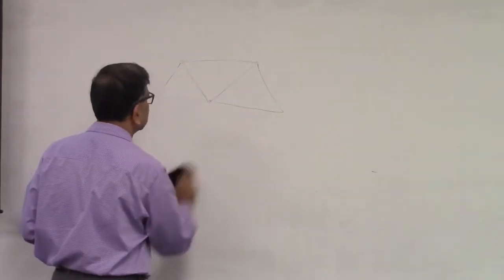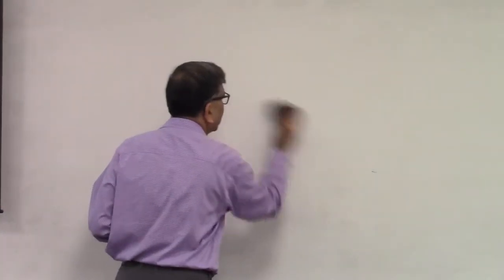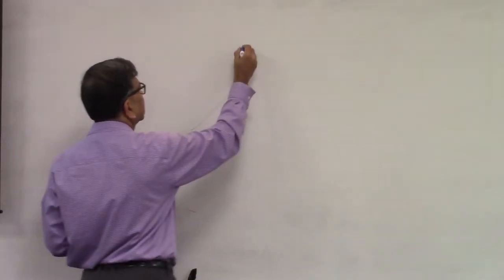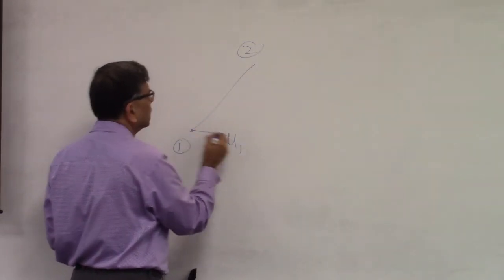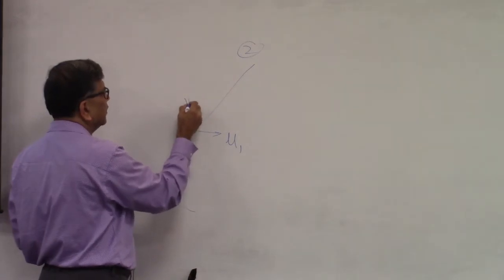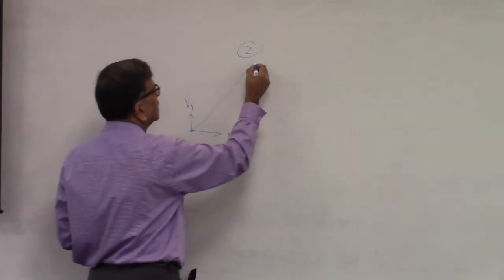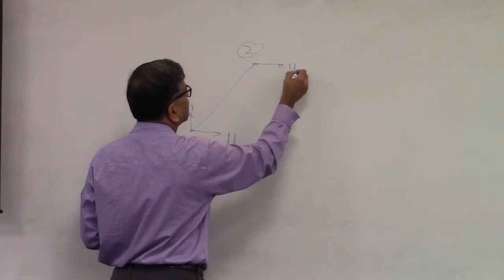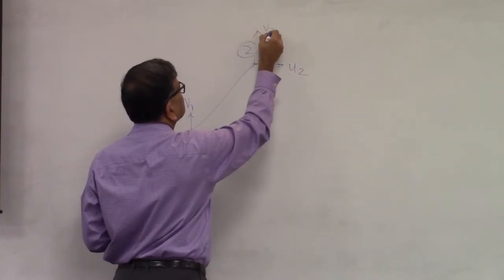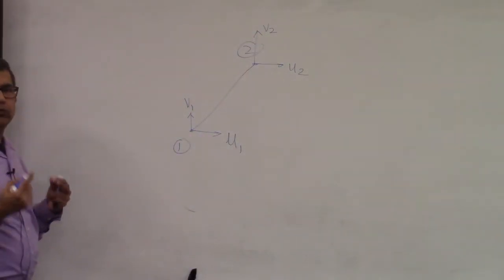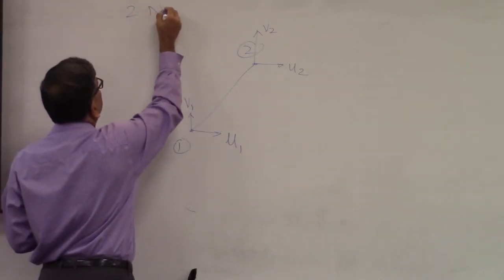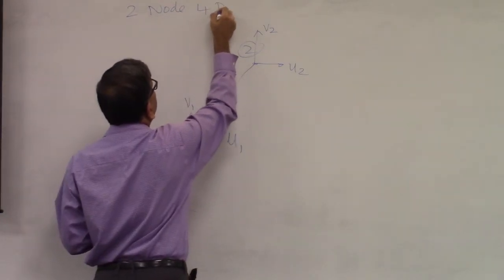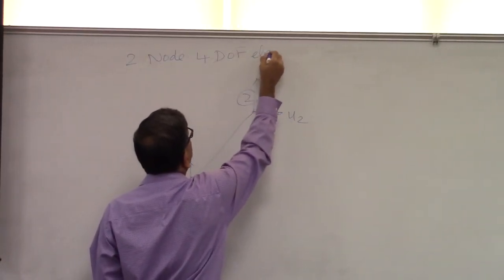So a typical truss element has 4 degrees of freedom. What are the 4 degrees of freedom? Let's call this first node, second node. Now the first node has U1, it can go in the horizontal direction. It can go in the vertical direction, so U1 and V1. This node can go in the horizontal direction, U2, and in the vertical direction, V2. So it has 4 degrees of freedom. Two nodes. So this element is called a two node, 4 degree of freedom element, 4DOF element.